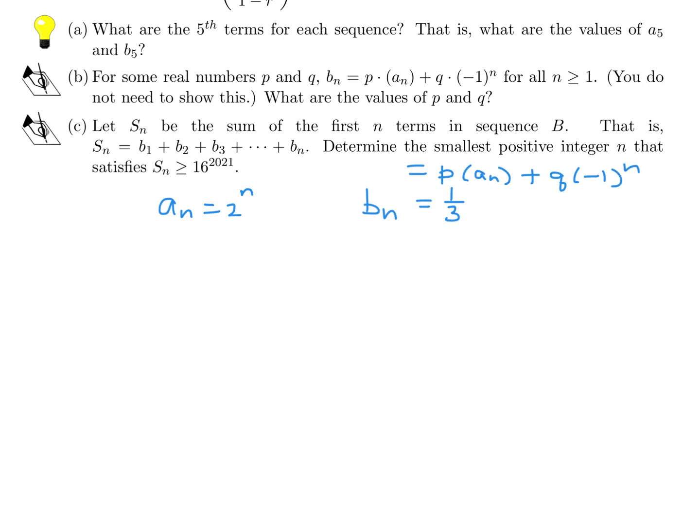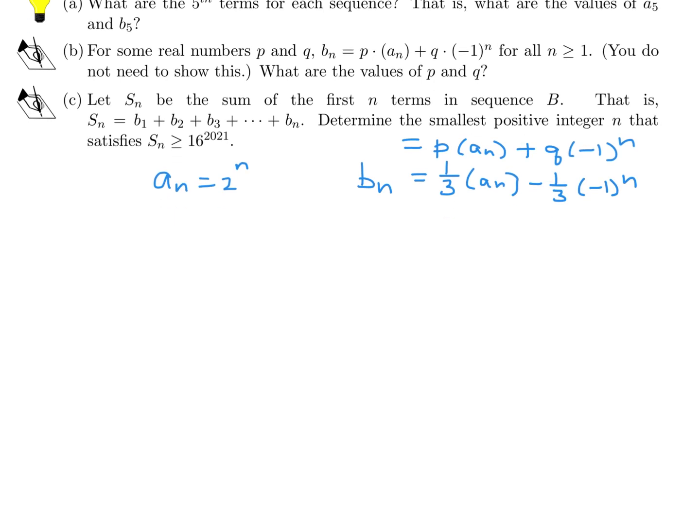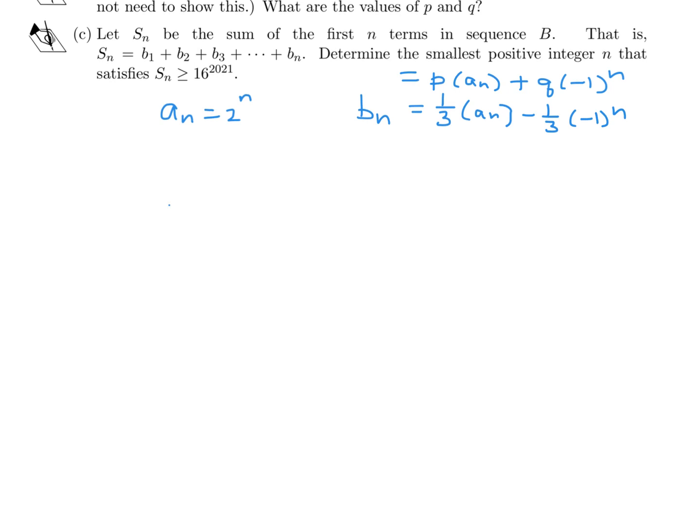But in the previous question, we figured out the values for p and q. P we figured out was 1/3. So I'll just put 1/3 an. And q we figured out was, I believe, negative 1/3. Yeah. And then so negative 1 to the n. Okay. So let's just concentrate on this. Let me just see if that's right. 1/3 times an minus 1/3. Yeah, that's right. Okay, so Sn, which is a whole bunch of b's being added together, but they're consecutive.